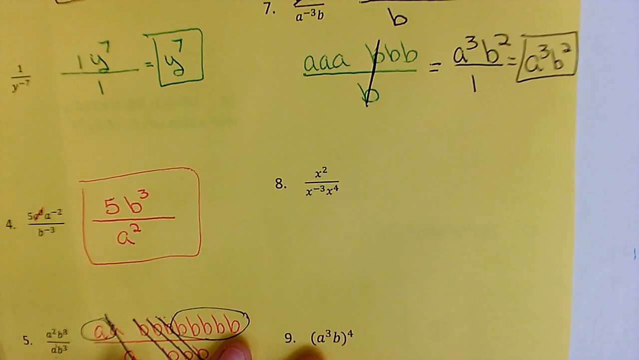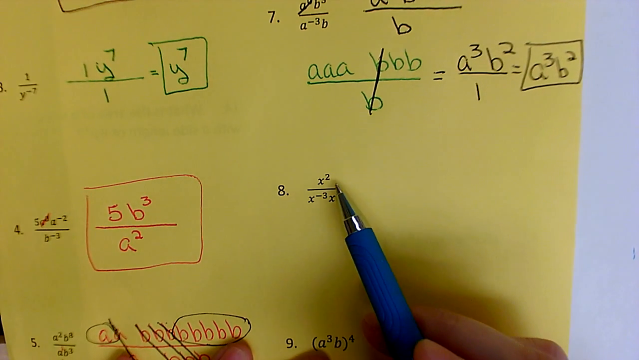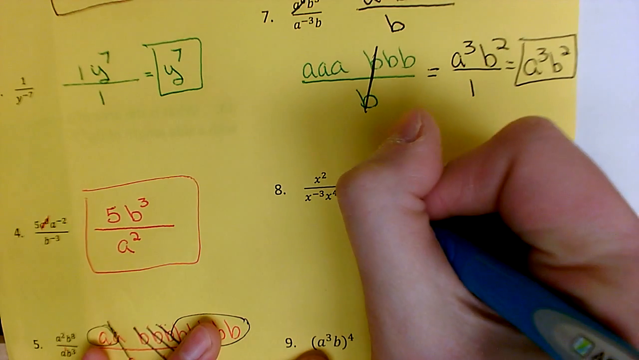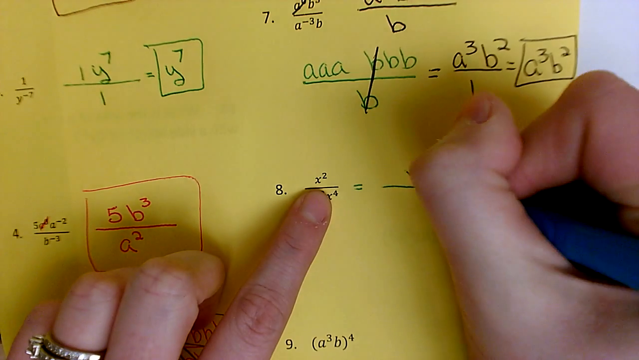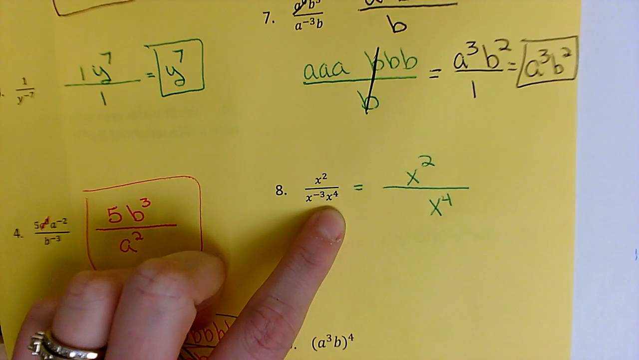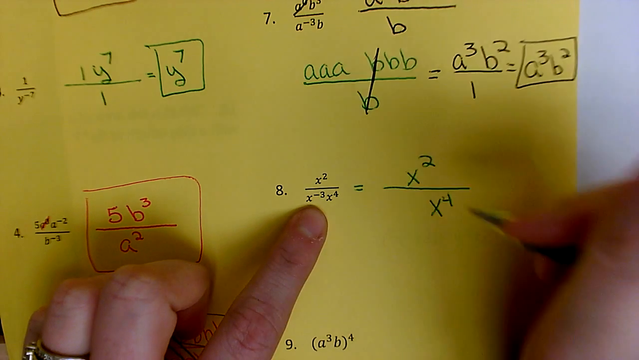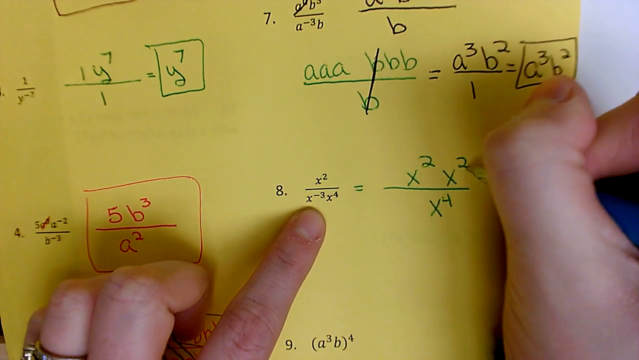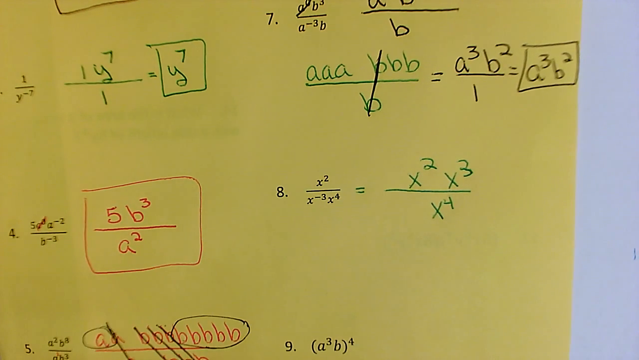Okay. Number 8. I've got a bunch of the same bases, x, x, and x. But if you look, I do have a negative exponent, so let's move some stuff around first. That one stays, x to the 4th stays because they were already positive, but this guy was negative on the bottom, so let's move it up. And that gives me x to the positive 3 power.